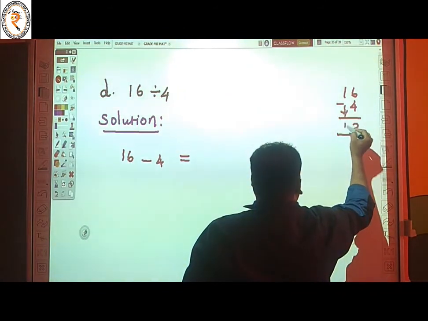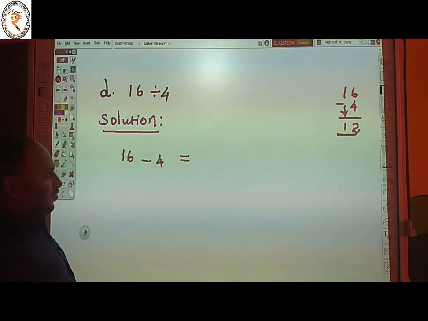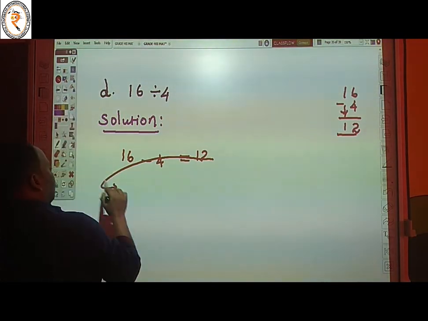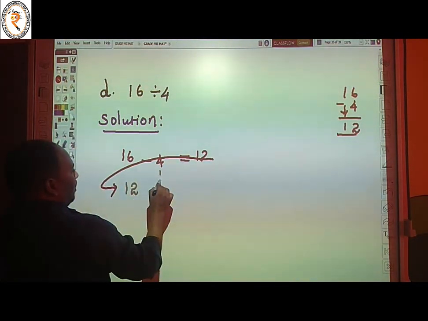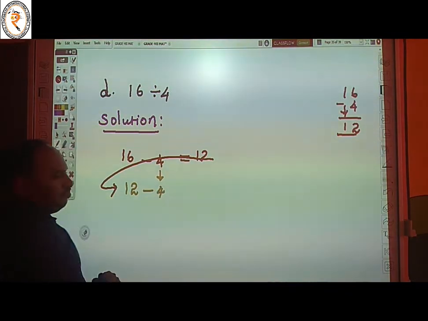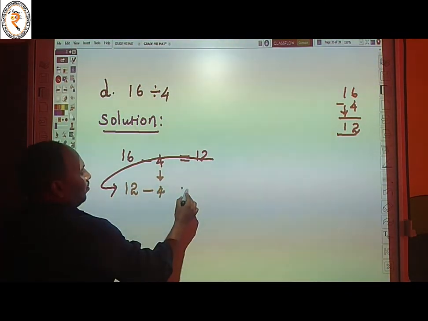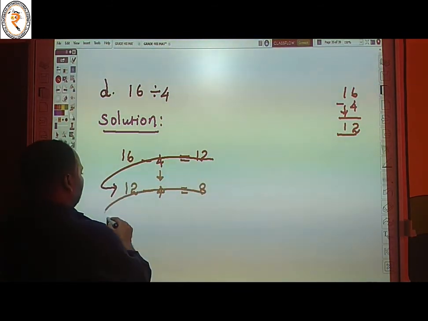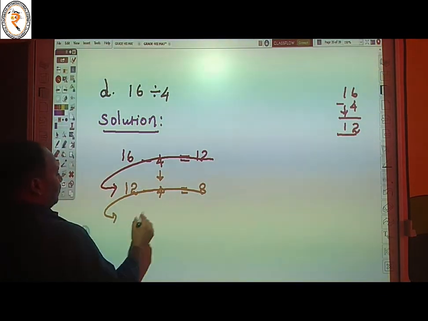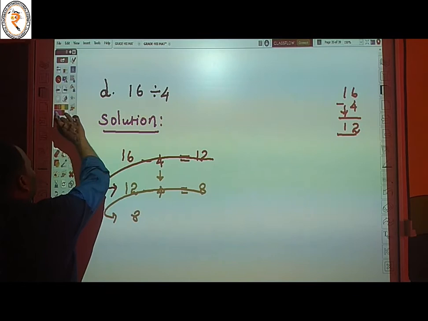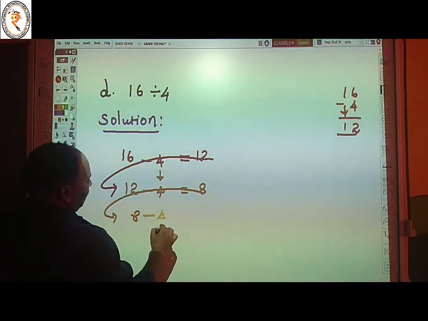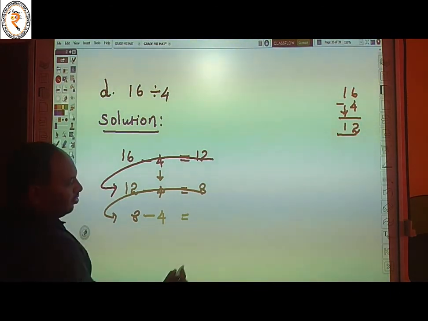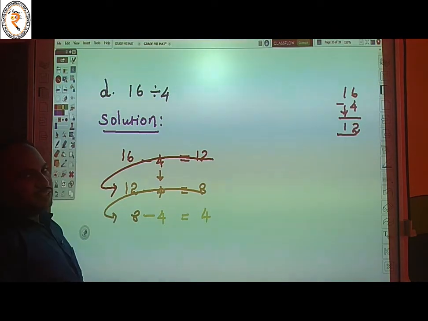Bring down the number 1. So our answer is 12. 16 minus 4 is equal to 12. We take the answer 12. Again we take 4. 12 minus 4 is equal to 8. So our answer here is 8. We repeat 4. 8 minus 4 is equal to 4.